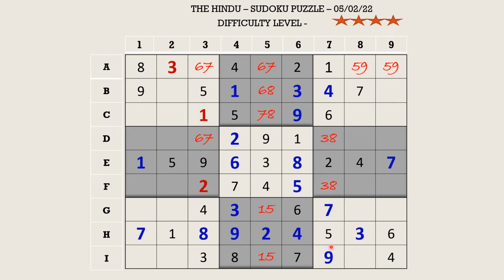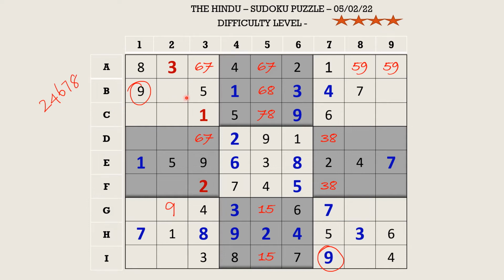There is a 9 in I row which blocks these 2 cells in G row. So 9 has to be in one of these cells. Now there is 9 in column 1 which blocks G1. So G2 takes 9. Now in column 2 there are 5 empty cells and the missing numbers are 2, 4, 6, 7 and 8.